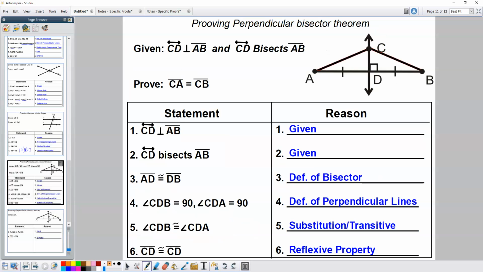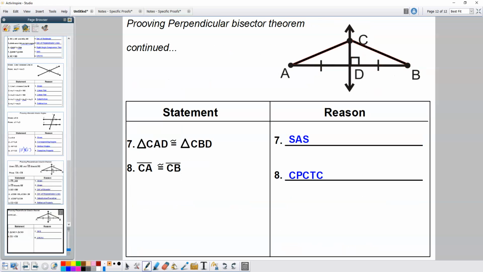Last one, you're proving the perpendicular bisector theorem. Most of that stuff we've already seen. Pretty straightforward. And on the last one, we've got CPCTC.